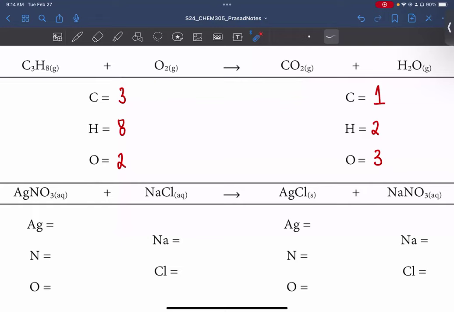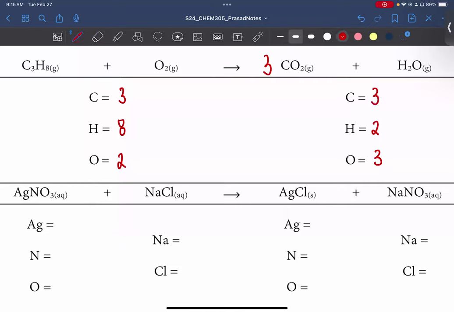You can pick whichever element you want to start with. I would say the worst one to start with is oxygen, simply because it is present in multiple areas. Try to find something that is unique that you can control. In this case, let's start with carbon. There are three carbons on the left. There's only one on the right. To appropriately balance that, we simply put a three in front of the CO2.